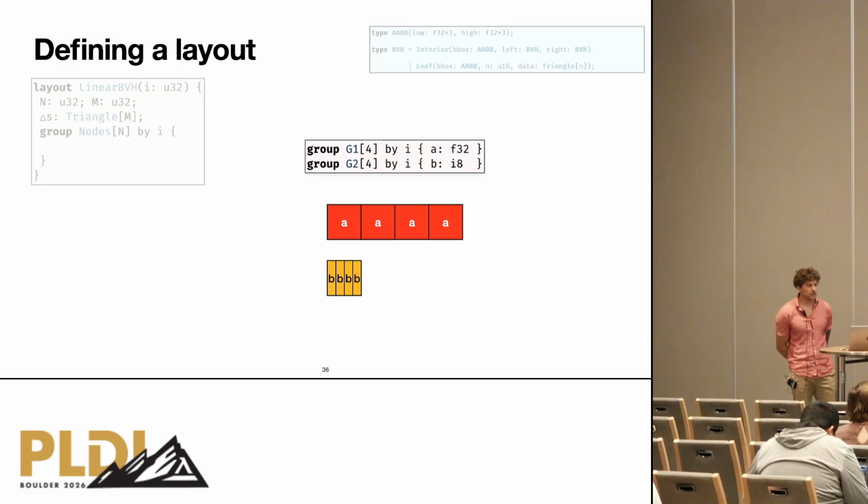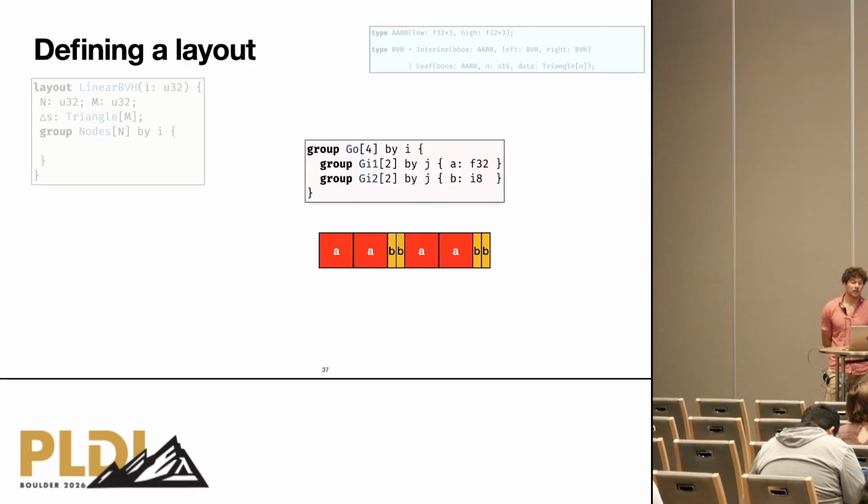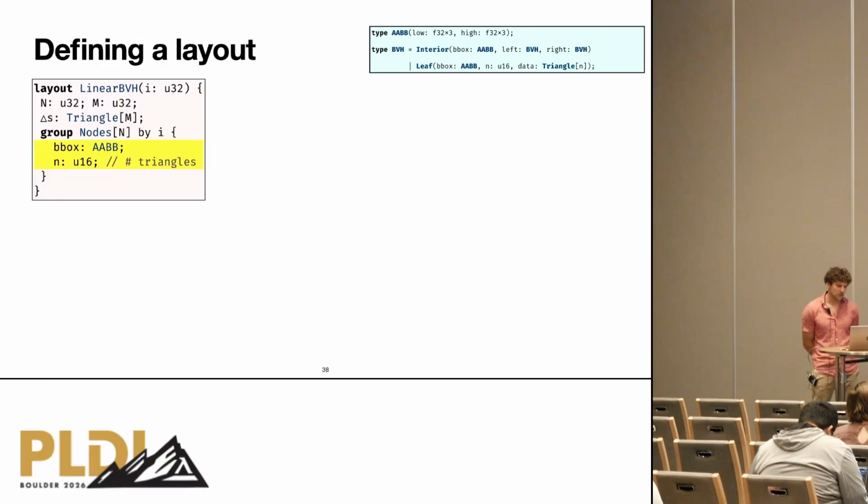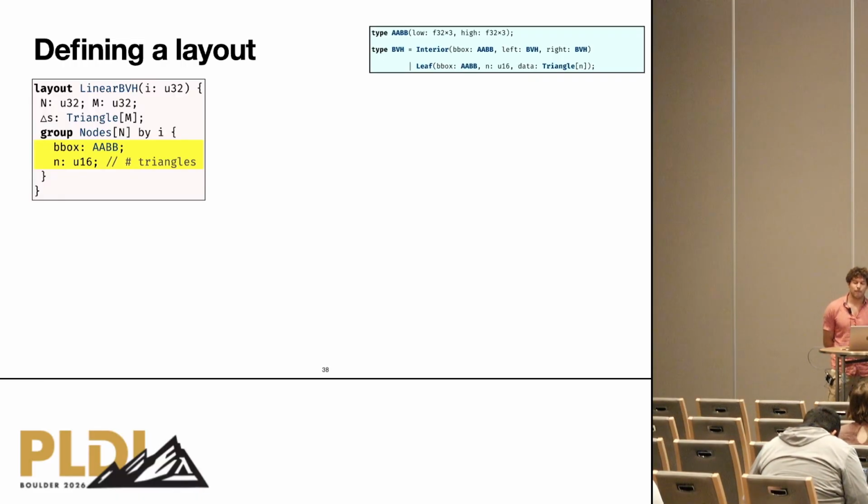We can also do the structural arrays optimization, where we have 2 different groups with a single field, but share the same indexing value I. And finally, we can compose these groups to do more advanced optimizations, such as array of structural arrays. Returning to our original layout, what we're doing here is replacing two fields in our group, namely the bounding box and also the value n, which represents the number of triangles that this node contains.